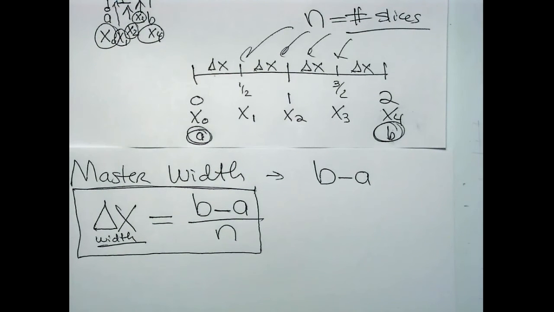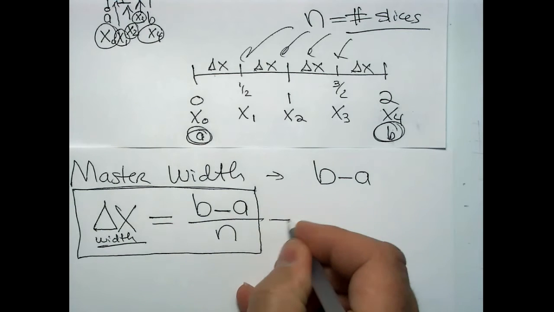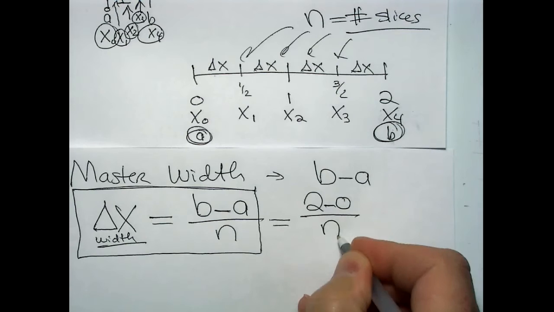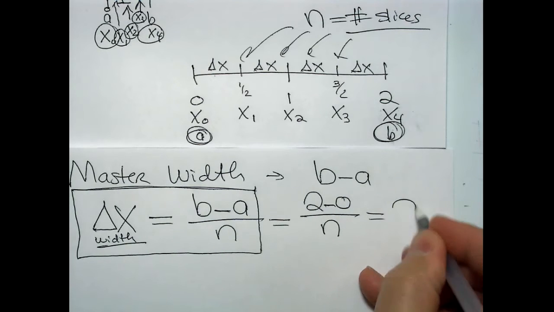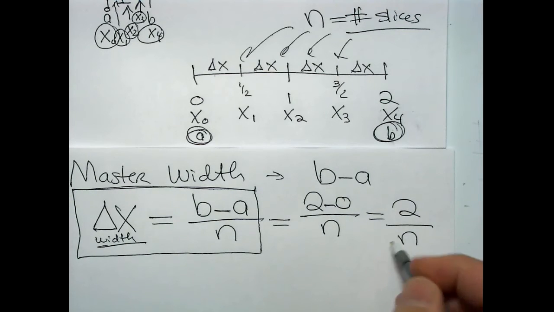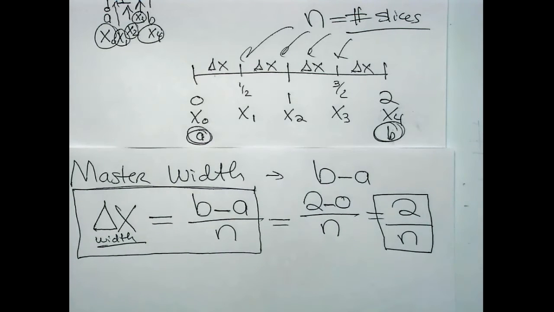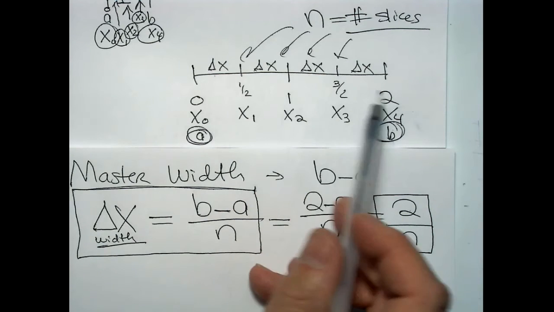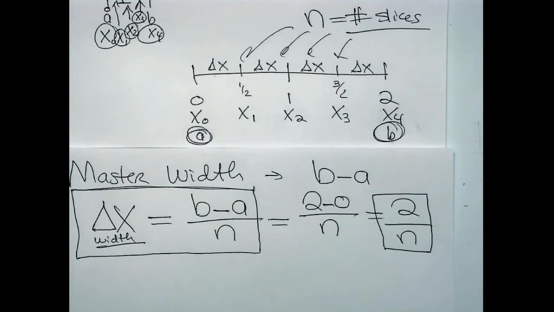Now, for this particular problem, delta x would be 2 minus 0 over the number of slices, which is 2 over the number of slices. Now, I realize that n is 4: 1, 2, 3, 4. So 2 over 4 is 1/2, and that does make a lot of sense. 1/2 plus a half plus a half plus a half gets you to 2. So that works out really well.